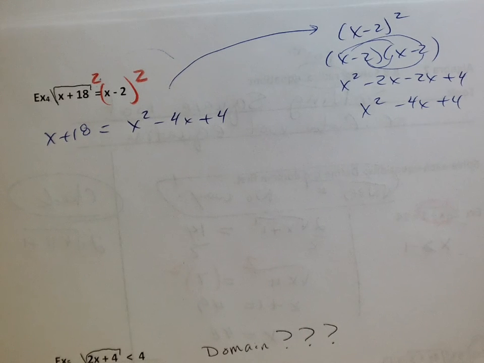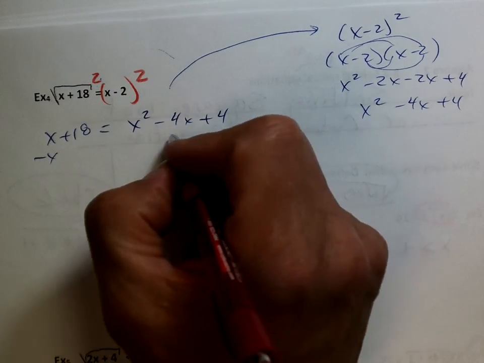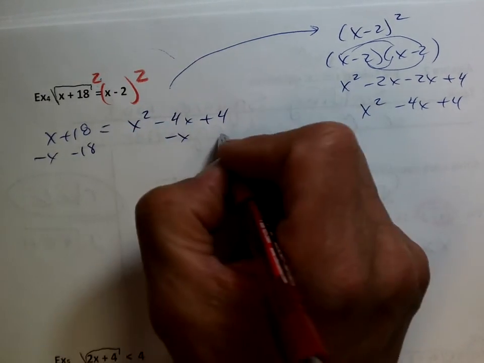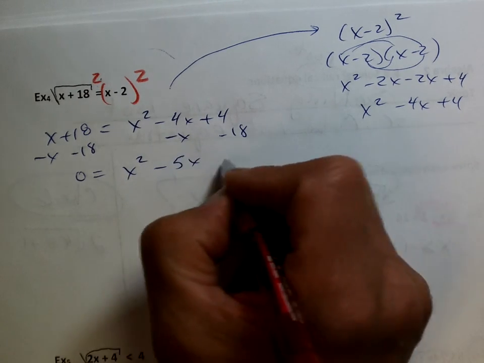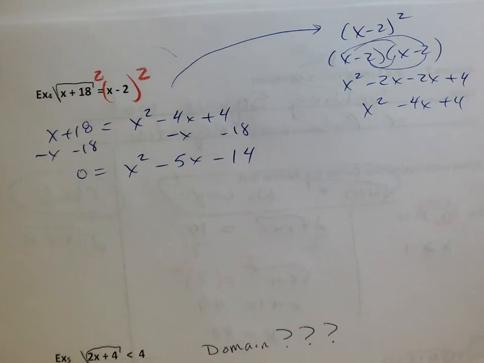I'll stop and let you catch up, okay? So I squared both sides, right? The square canceled the square root, and on the other side it became a FOIL problem, right? Okay, now this looks like it's one of those F words again, factor, right? Can you see how this would be a factoring problem? Okay, so let's bring over the x, we'll go minus x, minus 18, so I got 0 equals x squared minus 5x minus 14, okay?